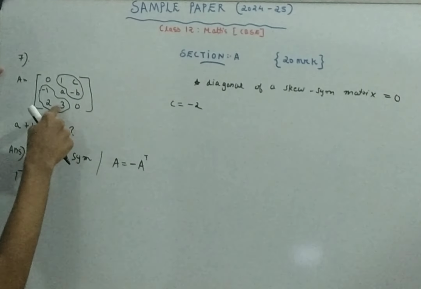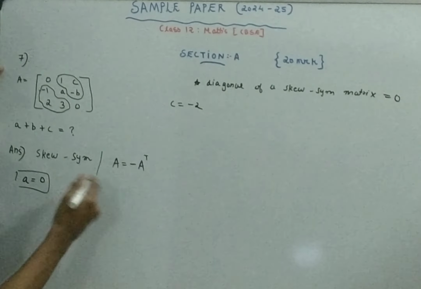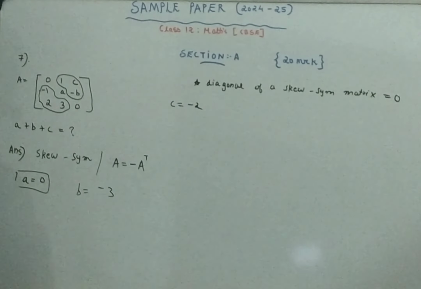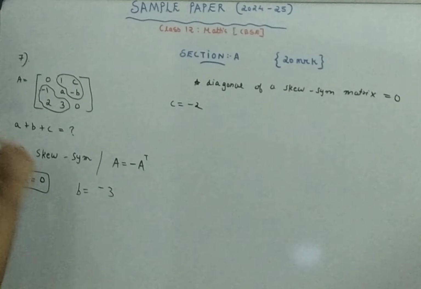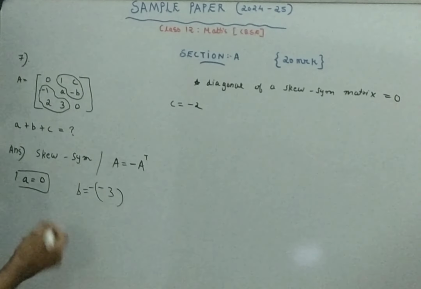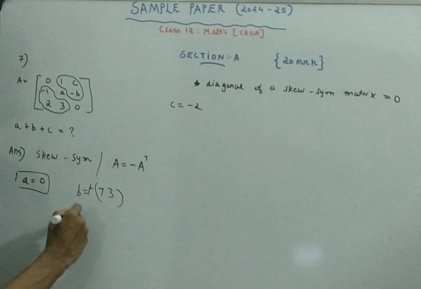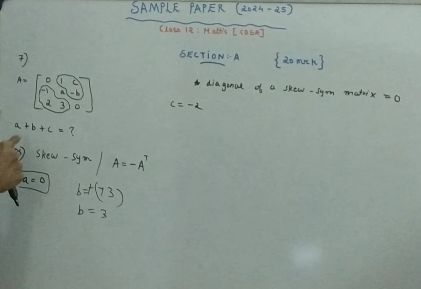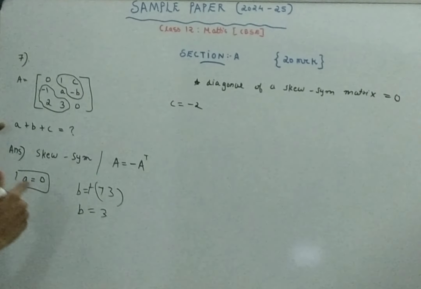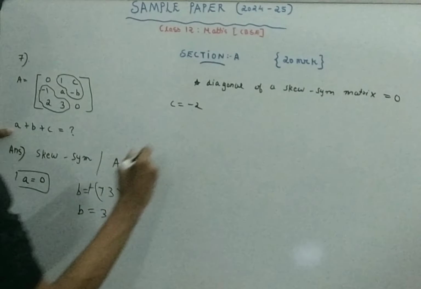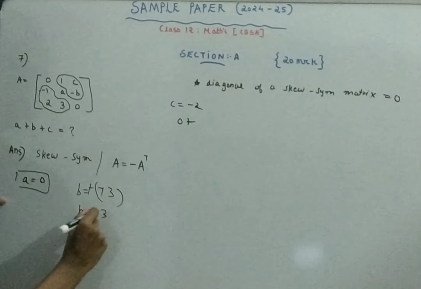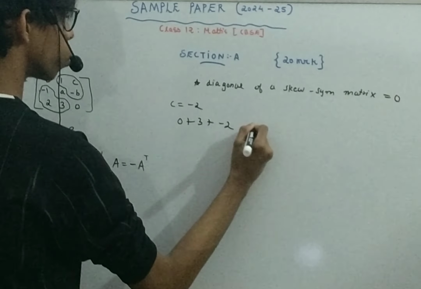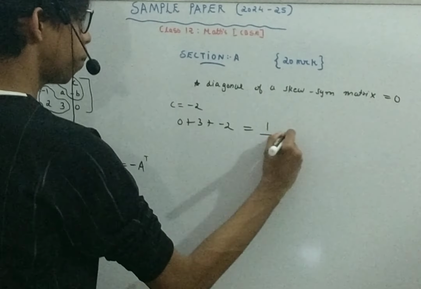So if this value is equal to 3, the value of B will be equal to what? The value of B will be equal to minus of 3, isn't it? But now in the question a minus is already given, so we have to put minus of minus. So minus of minus becomes positive 3. So you will be getting B is equal to 3, isn't it? Now we can just substitute our values over here. So A plus B plus C, which means it is 0 plus 3 plus C is minus 2. So 3 plus minus 2 is equal to what? It is equal to plus 1.